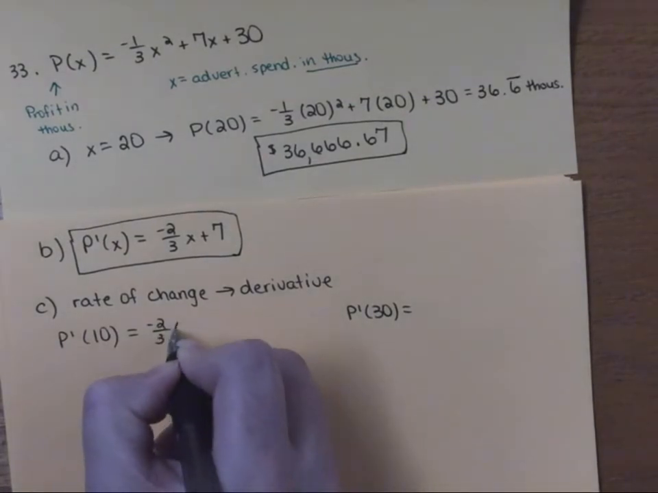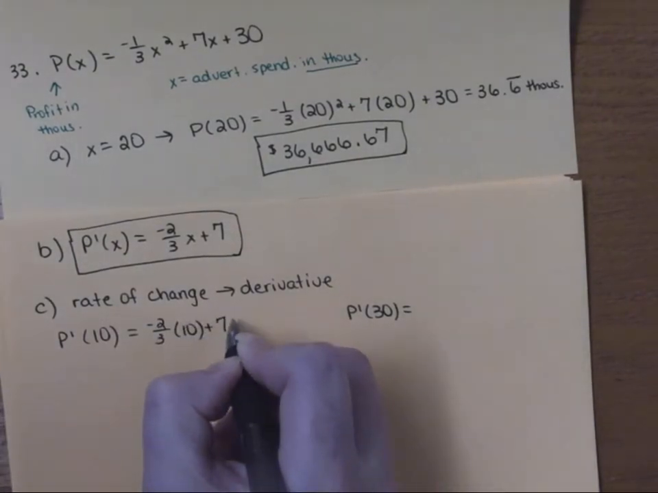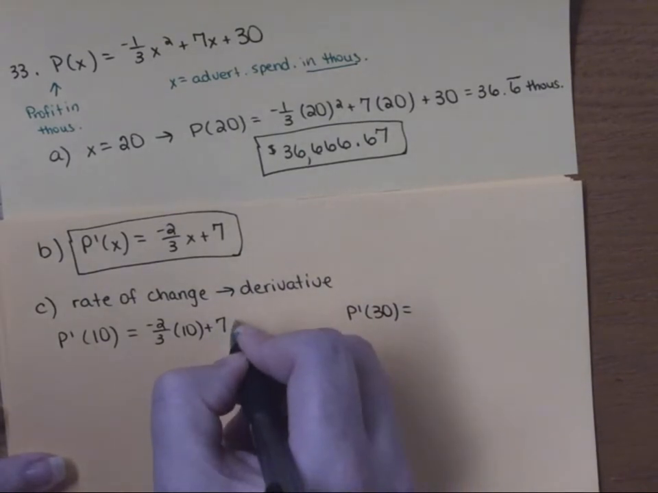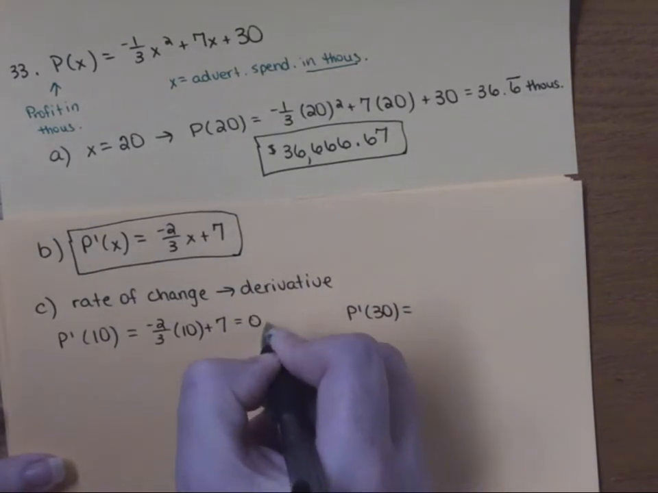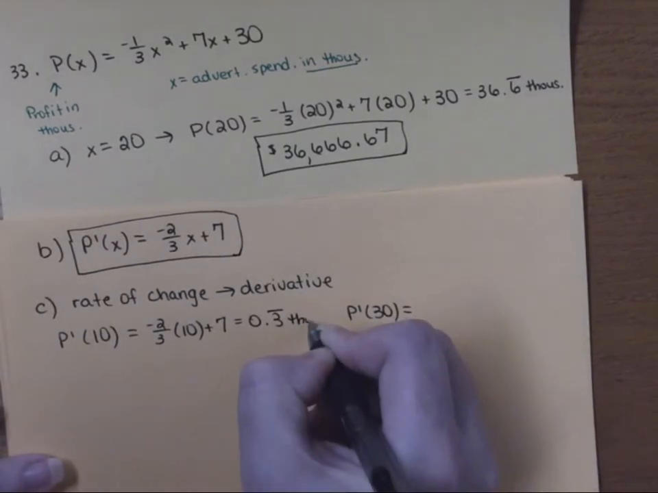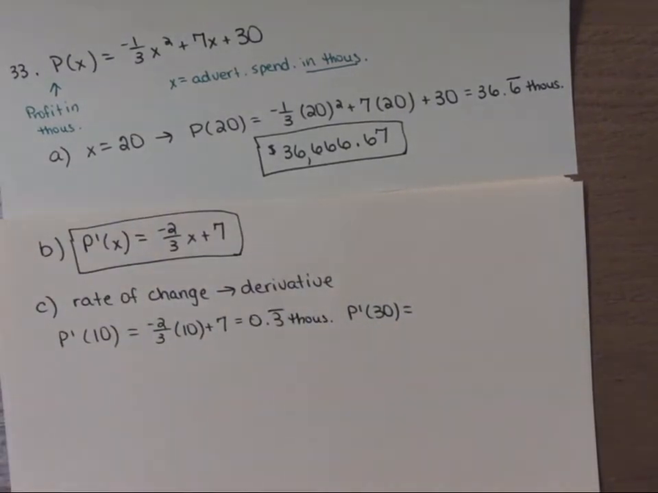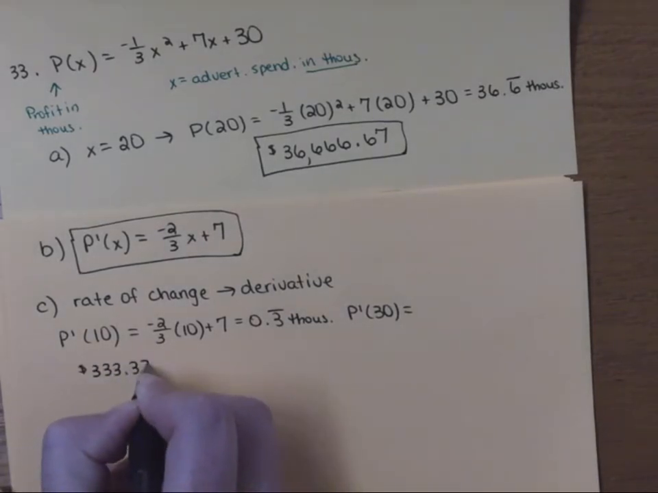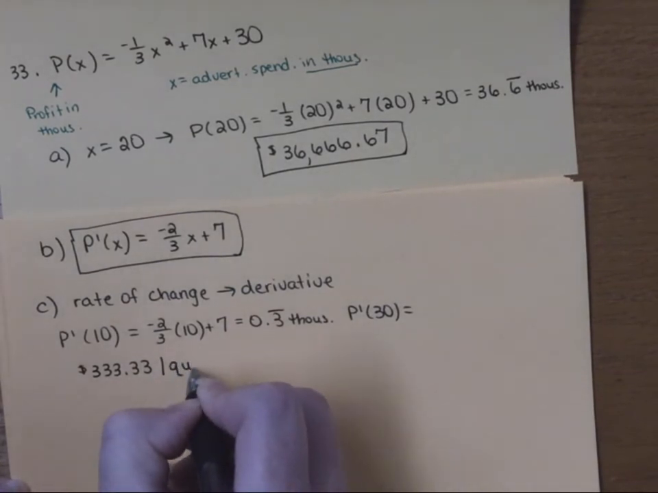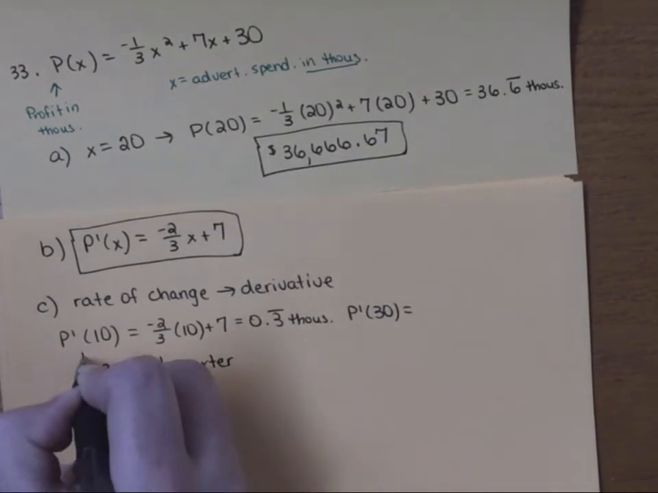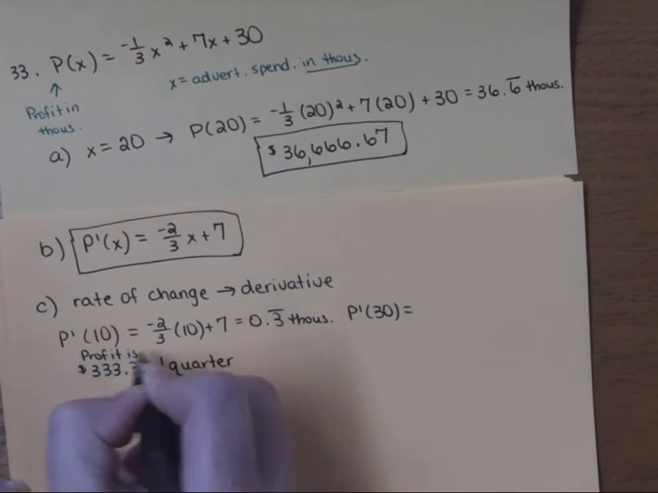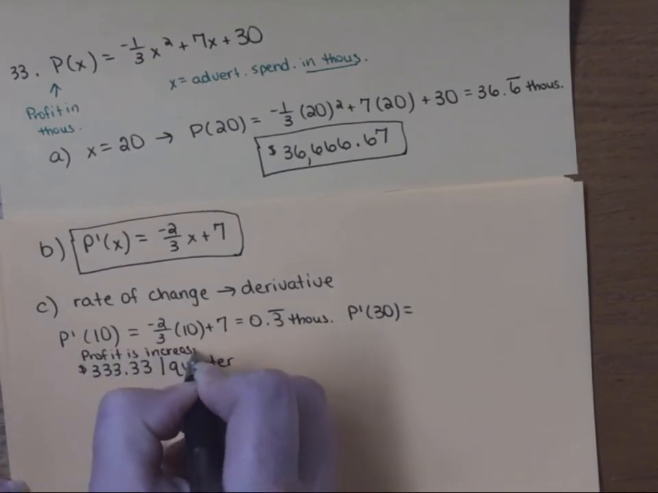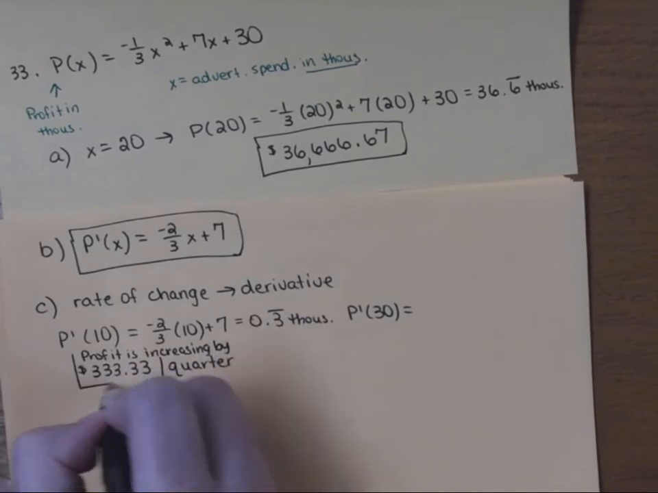So if we do negative 2/3 times 10 plus 7, we are going to get 0.3 with a bar. But again, that's in thousands. So make sure you know how to do that. Essentially, when you have thousands, you just move the decimal place 3 times. Okay, so it's just going to be $333.33, but it's that per quarter. Okay, so in other words, the profit is increasing by that quantity.